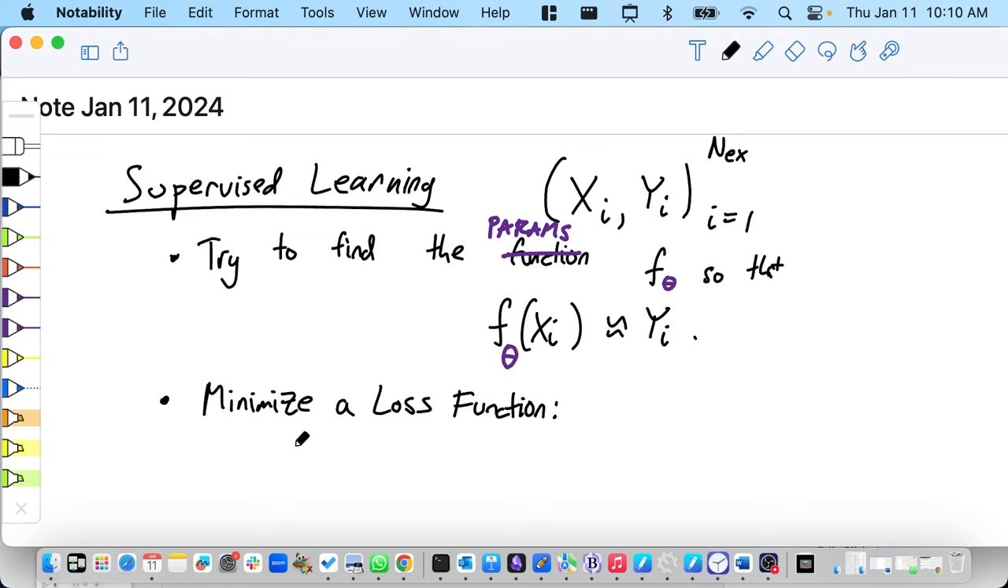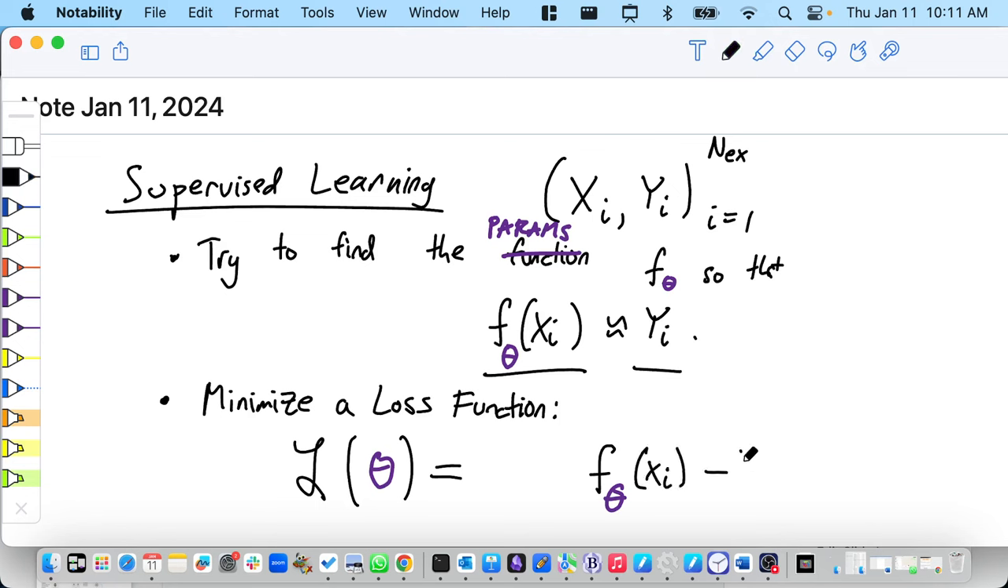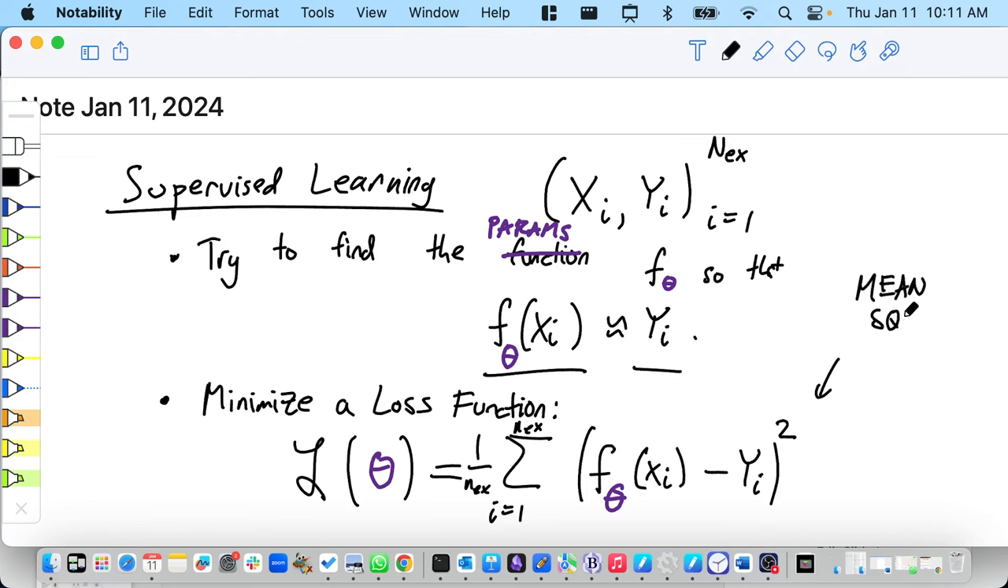What you do is you define this loss function, you input the parameters, and the loss function tells you how bad your parameters are doing. The loss function will be the difference between what f theta is saying and what the true value is, squared, for example. So let's do f theta of xi minus yi squared, and we sum it up over all the examples. And if you're feeling really nice, you'll also divide by the number of examples, so it's an average. So this is called the square loss, or the mean squared loss.